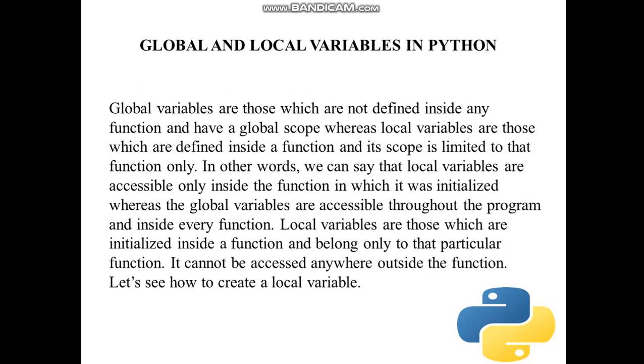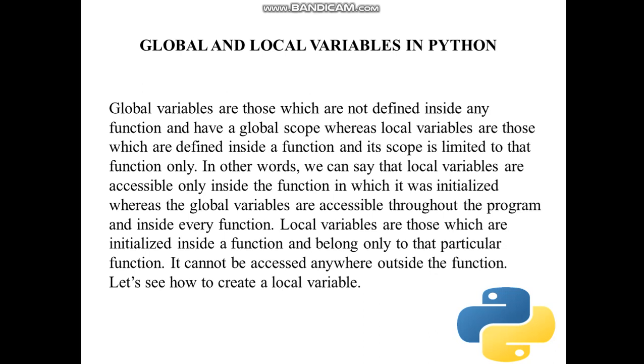Let's continue with the function. Next topic in function is global and local variables in Python. Global variables are those which are not defined inside any function and have a global scope, whereas local variables are those which are defined inside a function and its scope is limited to that function only. That means global variables are declared outside the function and local variables are declared inside the function. So their scope is going to be inside the function only.